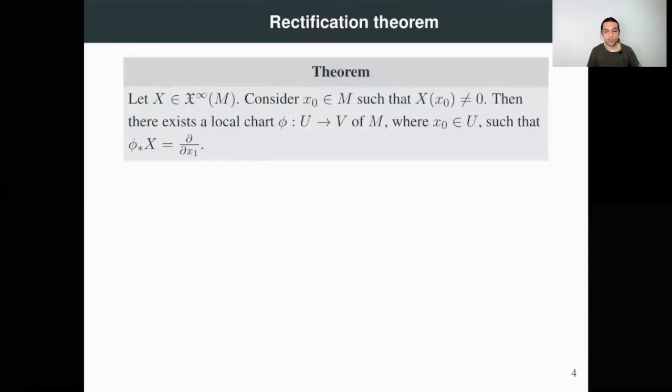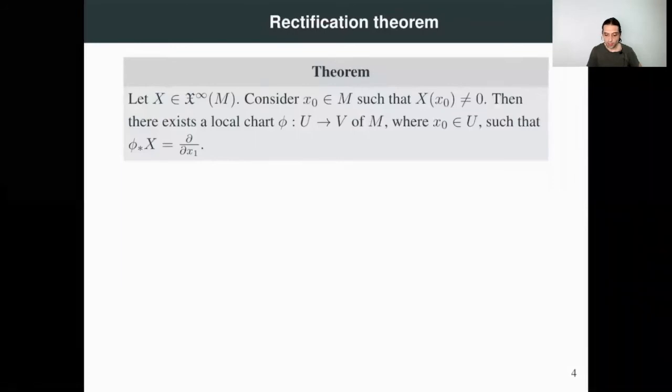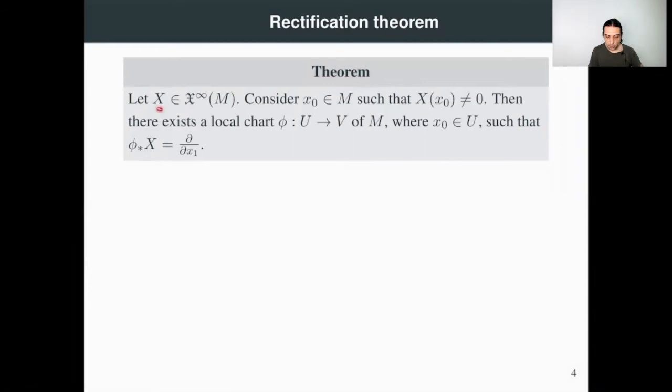Before introducing the Lie bracket, we're going to consider the following theorem, which is an auxiliary theorem. So consider a vector field. This is a rectification theorem because it says that in the neighborhood of a regular point for a vector field, our vector field, up to a change of coordinates, is a coordinate vector field. We can consider a local chart such that the local chart relates x with this coordinate vector field, okay?